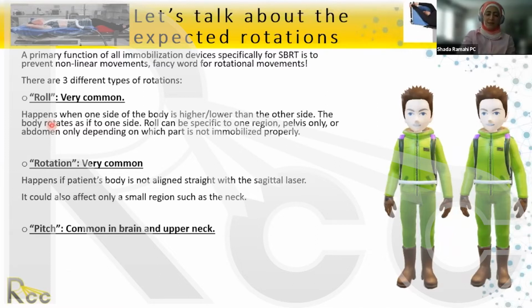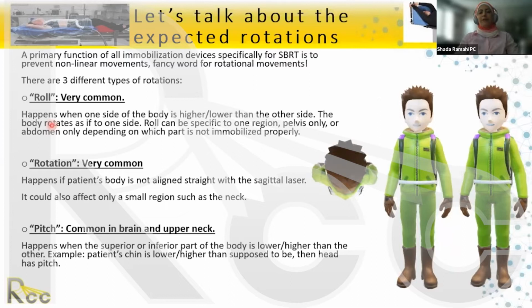And that's the easiest. Pitch maybe is the most difficult to see, but it happens, and it happens a lot in the brain and upper neck. Think about pitch: if one time my neck is a little bit up or a little bit down, that's what we call a pitch. And sometimes you do see a combination of all three together. So the idea of alignment is that you want to prevent the body from rotating. Everything should be exactly where it is.